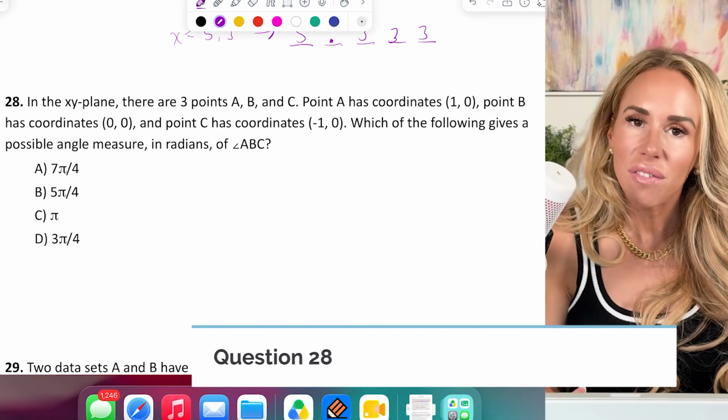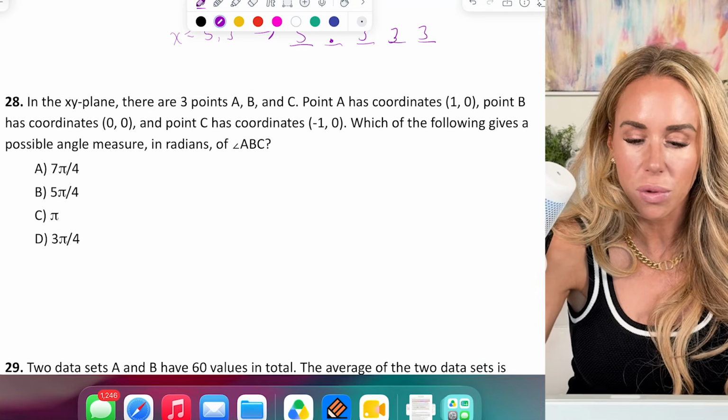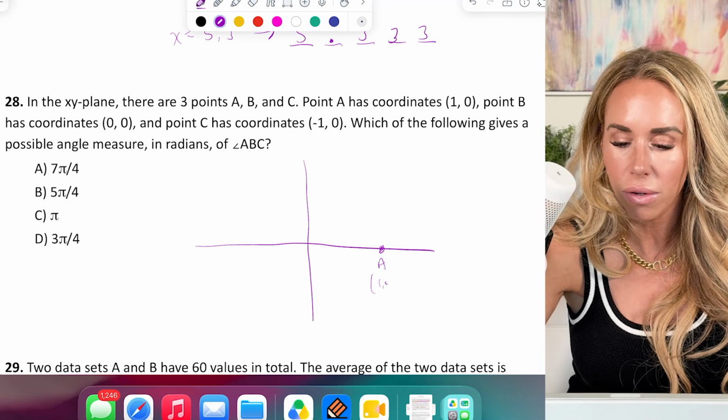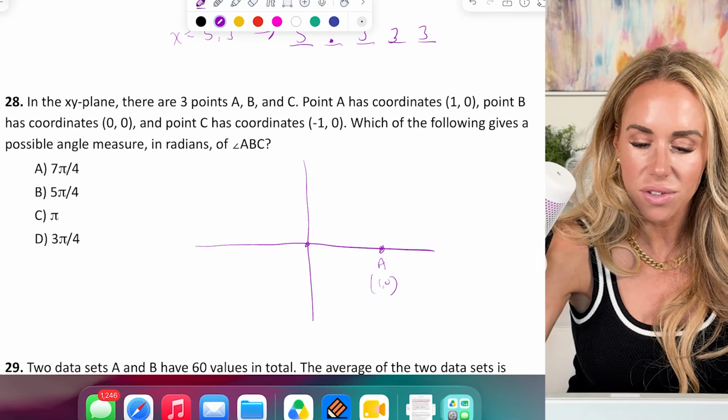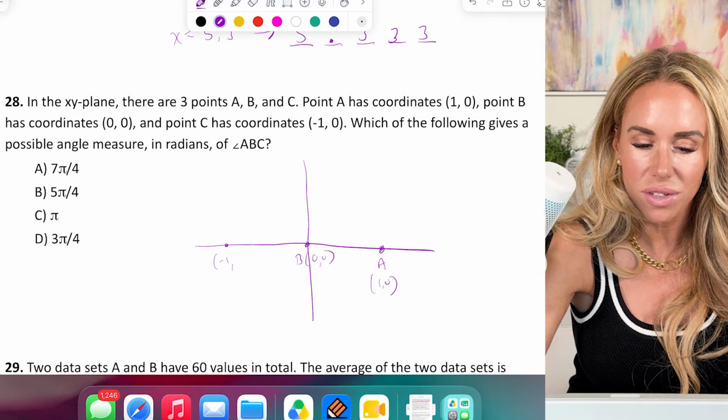All right, guys, I love this question. It's super simple. Here's all you need to know for the next one. So if I do a sketch, point A is here at 1, 0. They said point B is at 0, 0.